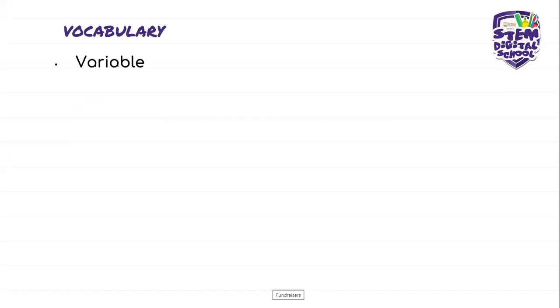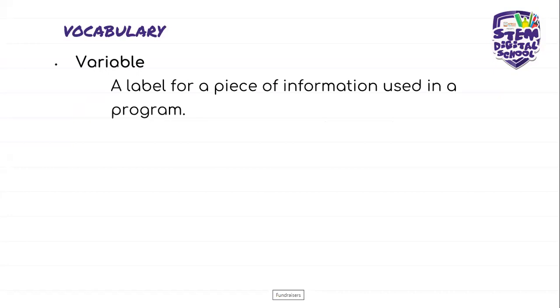What is a variable? A label for a piece of information used in a program. So remember, we're going to name the variable, and then we will be able to recall that piece of information or that code, or the value we've assigned to it, as many times as we want.